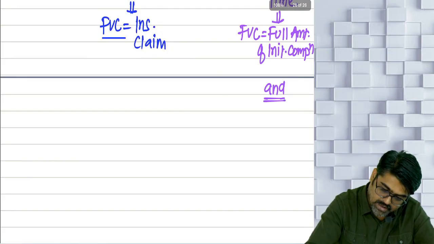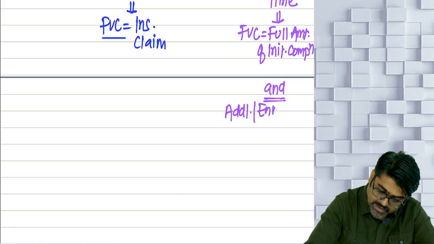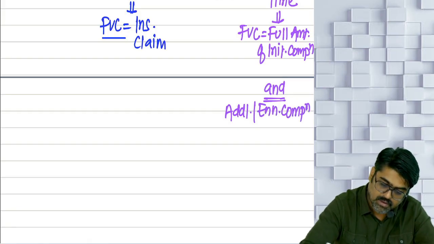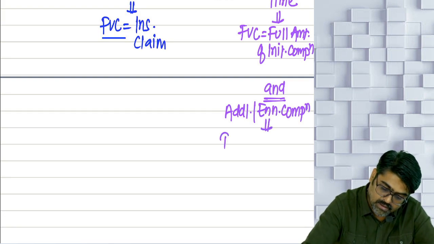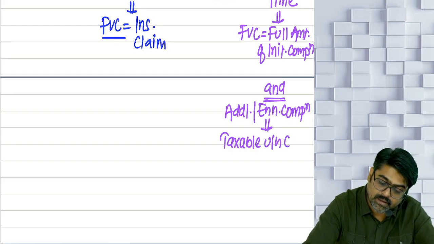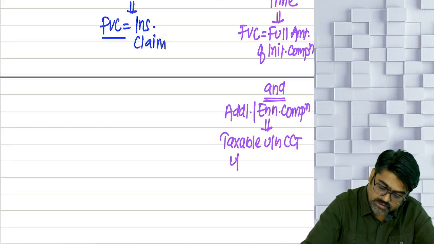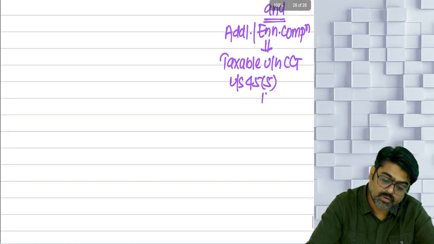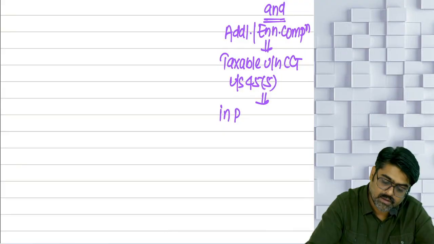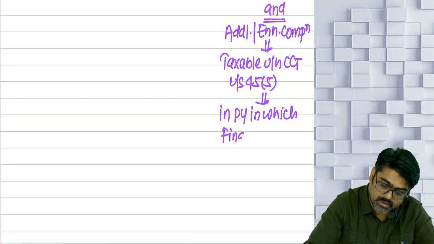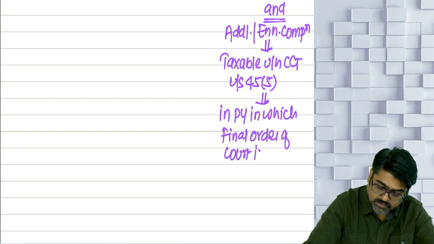And along with this, one more amount will be taxable under 45(5). Additional or enhanced compensation will also be taxable under the head capital gain under section 45(5). But this will be taxable in which previous year? In the previous year in which the final judgment or final order of court is declared.